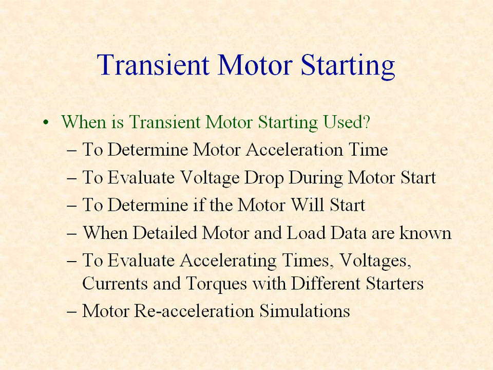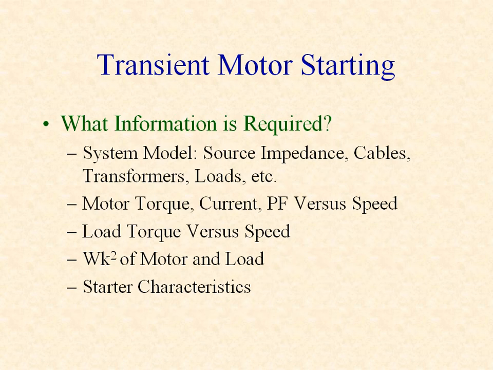Multiple motors can be represented dynamically in any combination, running, starting, and under load changes. Transient motor starting is an excellent tool for representing black start motor reacceleration studies. Transient motor starting calculations require the same base information as impact motor starting, including a detailed system model with source impedance, cables, transformers, and loads. In addition to the base information, motor performance data including motor torque, current, and power factor versus speed are required. Load torque versus speed and the rotational inertia of the motor and load are needed along with special starter characteristics such as capacitor assist, autotransformer, or solid-state current limit.